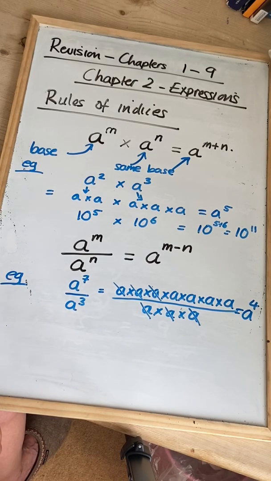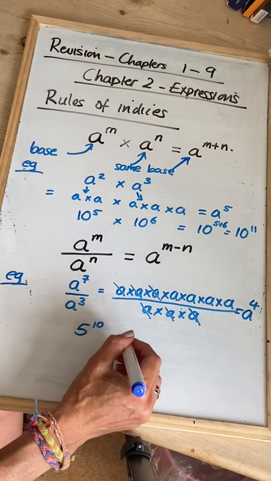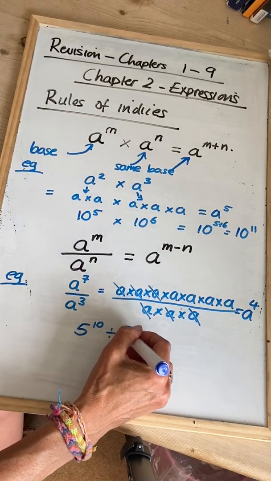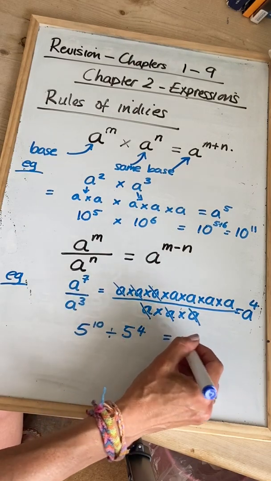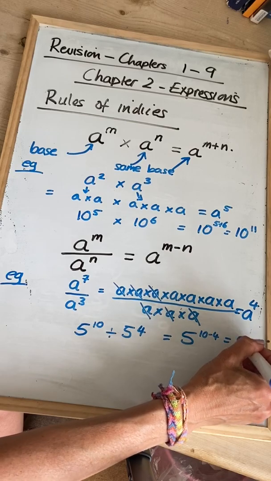And again, we can do the same with numbers. So we could have 5 to the 10 divided by 5 to the 4. And our answer would be 5 to the 10 minus 4, which is 5 to the 6.